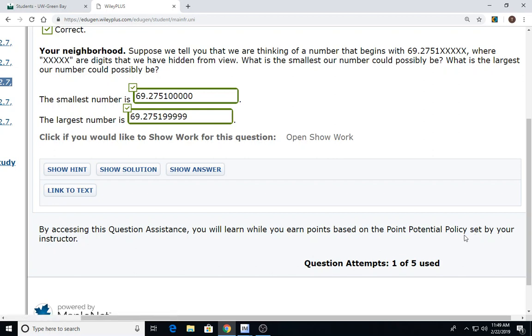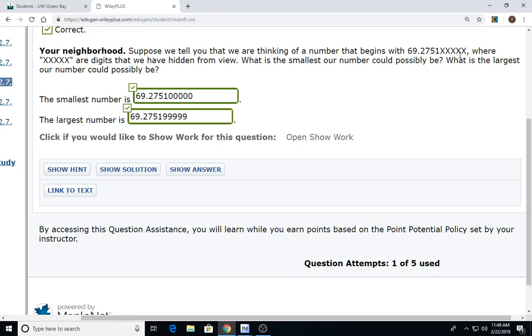I just put in the same thing and it says I'm wrong. Do you have a different number right here, though? You probably have a different number to start with. Yeah, so that's going to make a difference. But it would end in either five zeros or five nines. Got it. Any other questions?